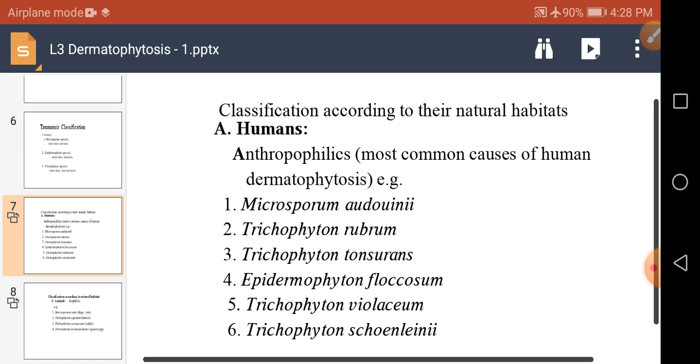Dermatophytes are also classified according to their natural habitats, where they live. Some dermatophytes live in human. These are known as anthropophilics. They are the most common causes of human dermatophytosis. Example of them, 1, Microsporum audouinii, 2, Trichophyton rubrum, 3, Trichophyton tonsurans, 4, Epidermophyton floccosum, 5, Trichophyton violaceum, 6, Trichophyton schoenleinii.